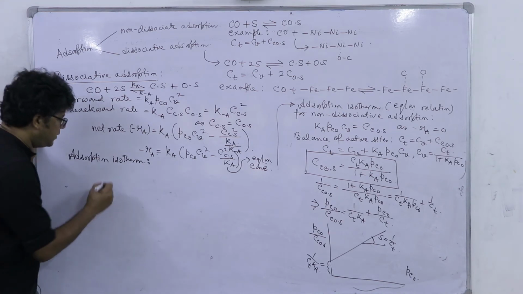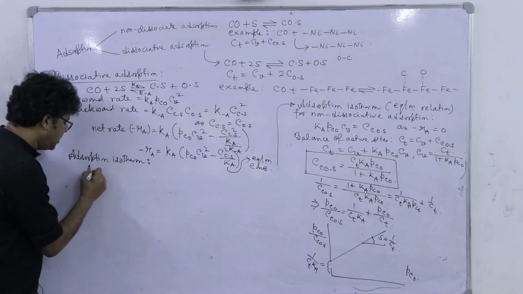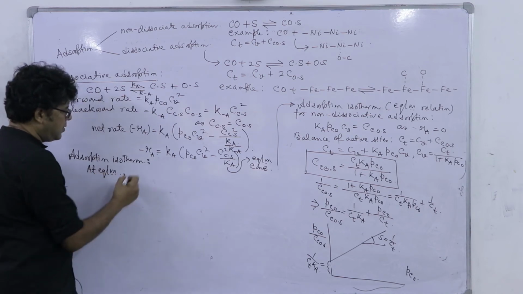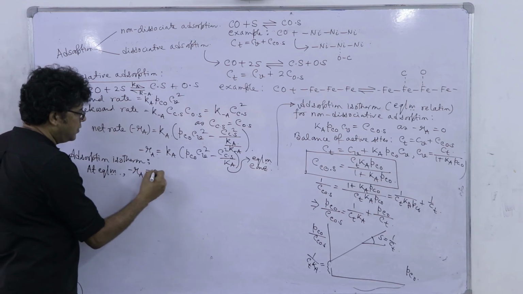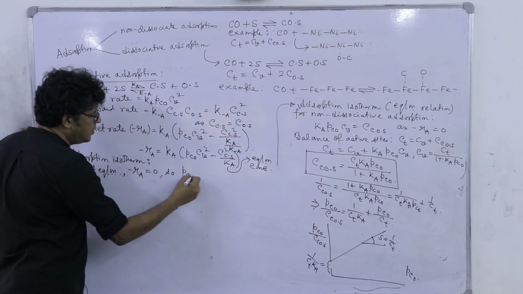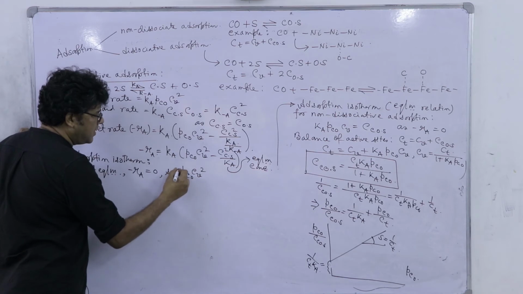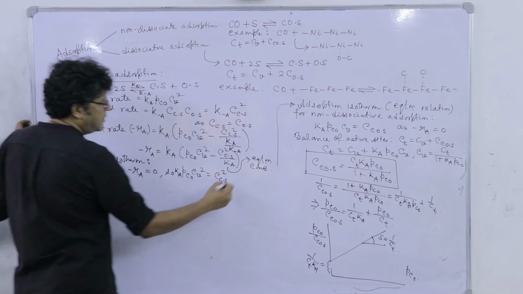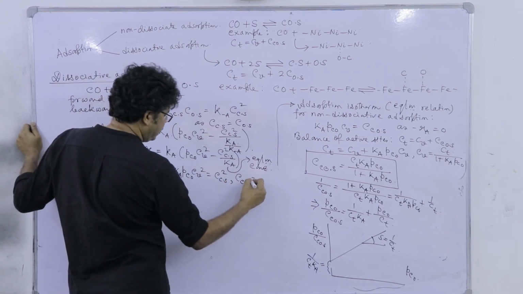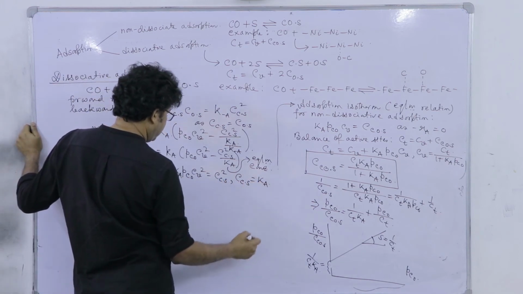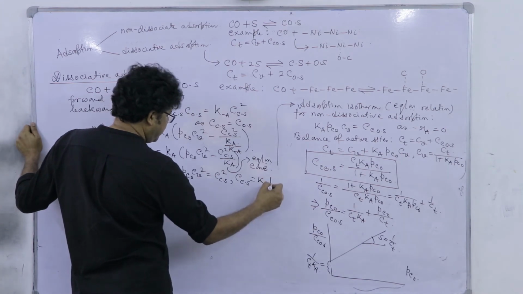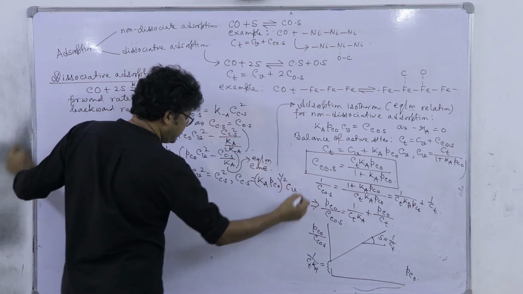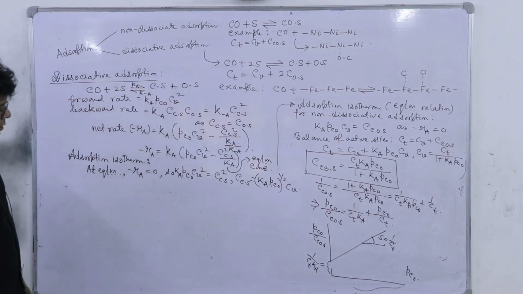So, you see at equilibrium minus RA is 0. So, PCO Cv square Ka is equal to C·S square. So, C·S is equal to under root of Ka PCO into Cv. Right.